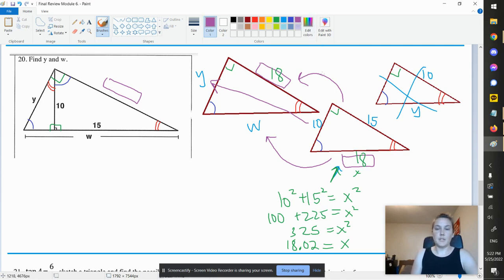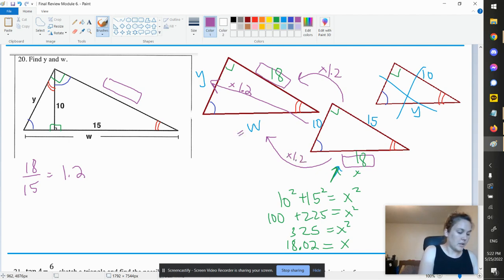Now, we want to say, what did we multiply 18 by to get 15? We do 18 divided by 15. 18 divided by 15, get 1.2. So we must have multiplied by 1.2 for all of these, making W equal to 18 times 1.2, which is 21.6, and making Y 10 times 1.2, which is 12.